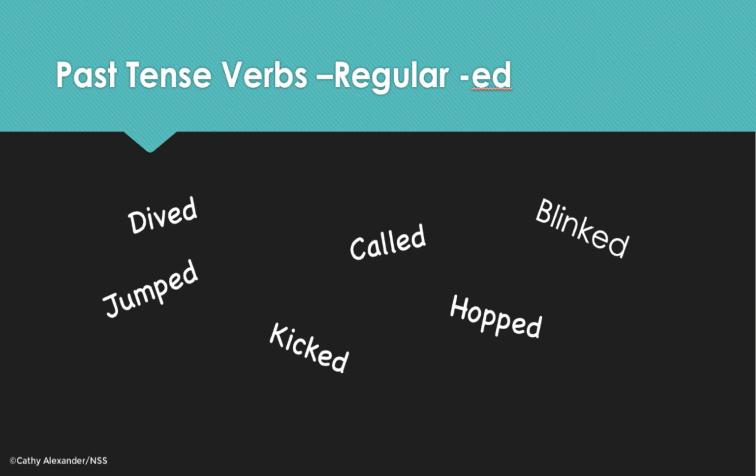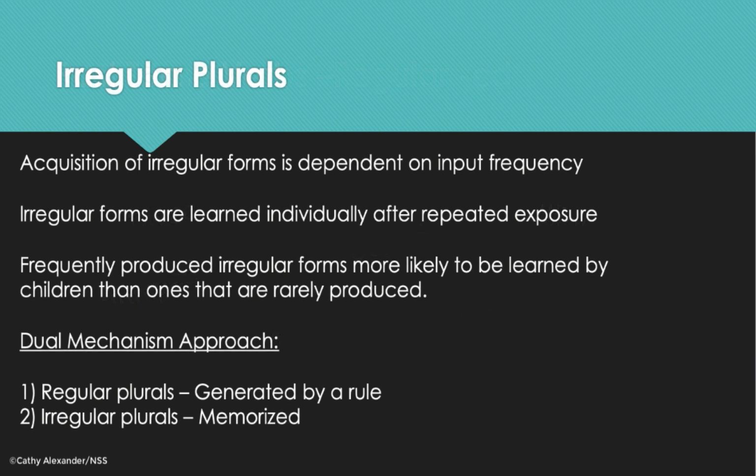Rice and colleagues found that difficulty with past tense beyond the developmental time period is a defining clinical marker of children with language impairment. Accordingly, we commonly have past tense goals. So now I'm going to be talking about past tense verbs, regular ED. So again, regular plurals are generated by a rule: add S or ES. Irregular plurals are memorized.